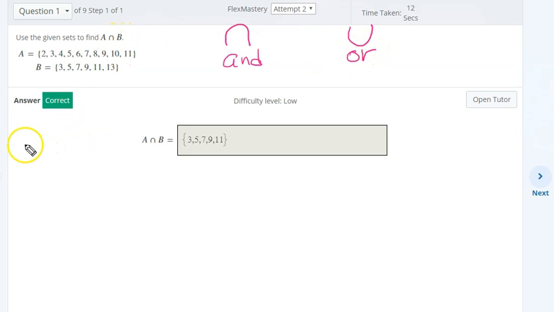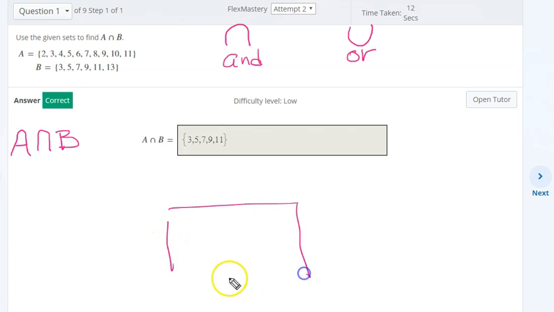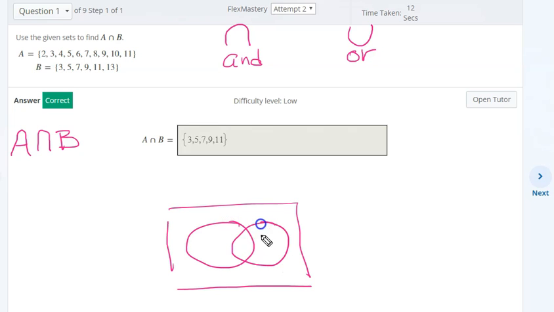So they're asking us here, what is the intersection of set A with set B? And you're looking for a strategy to do it. Well, if this were a Venn diagram, we're looking for those elements or members that would be found in set A and in set B.